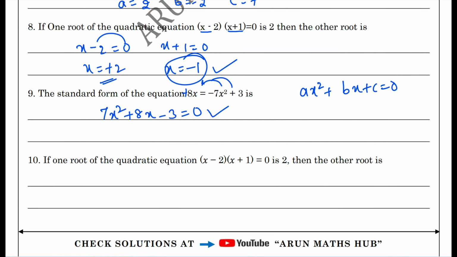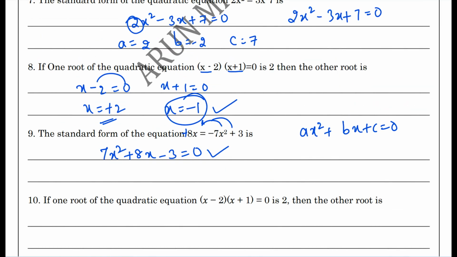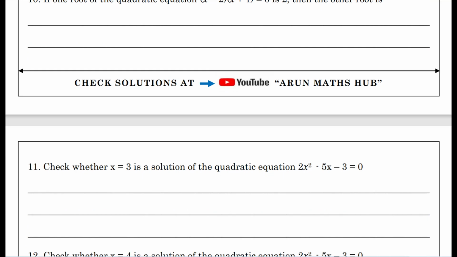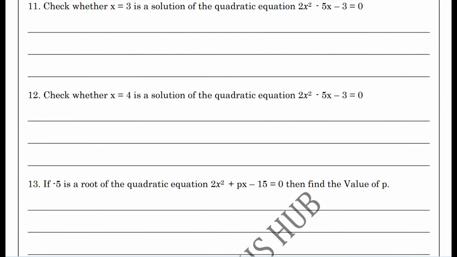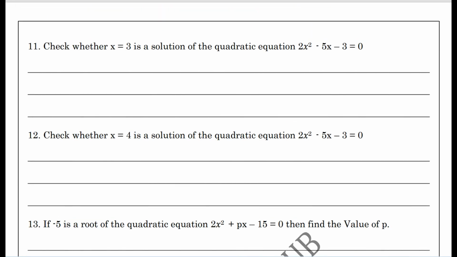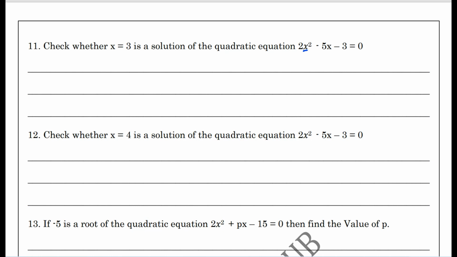Dear students, you can try this question. I think it is a repeated question. You can try this by yourself. Check whether x equals 3 is a solution of the quadratic equation. To check whether the given value is a solution of the quadratic equation, it should satisfy the equation. That means replace the value of x by what? 3. If LHS and RHS are equal, that means it is a solution, otherwise it is not a solution.